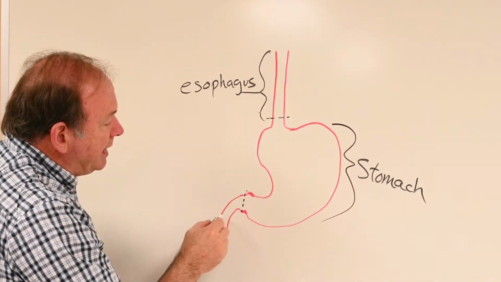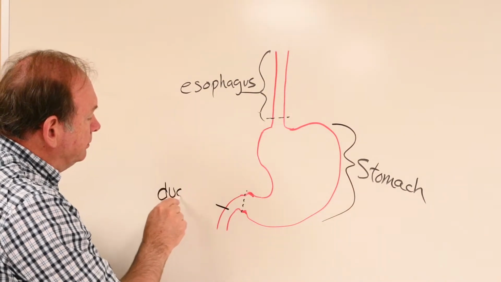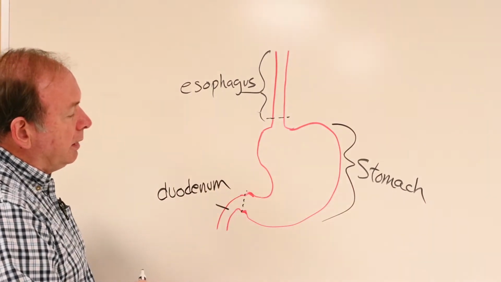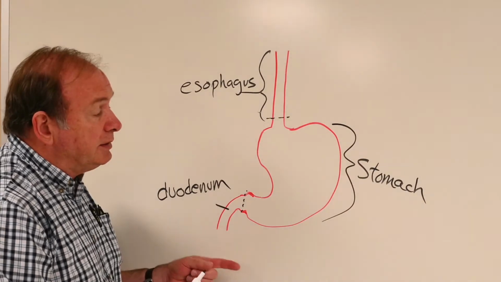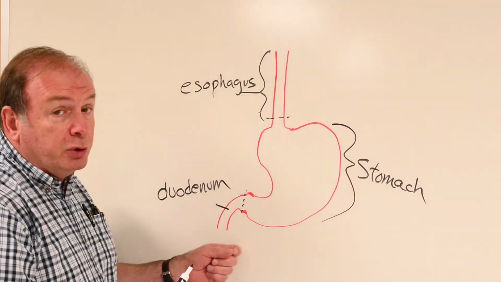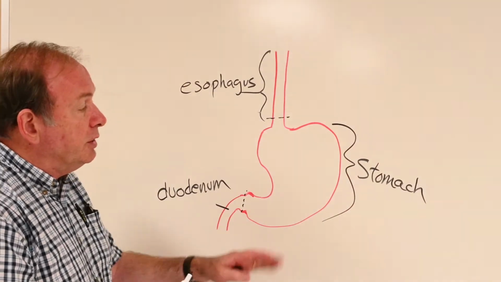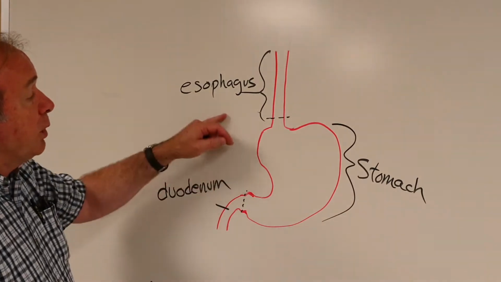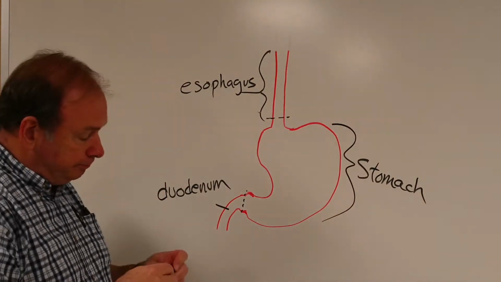This is the very beginning of our small intestine right here. This is the duodenum. Right here, very beginning of our small intestine. We have three sections of small intestine, the duodenum, jejunum, and ileum, and then we go from there into the colon, or large intestine, in the digestive system. So next we're going to look in detail at the tissues of the esophagus.